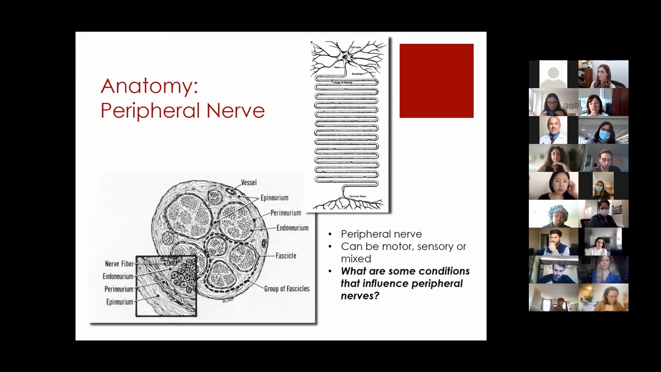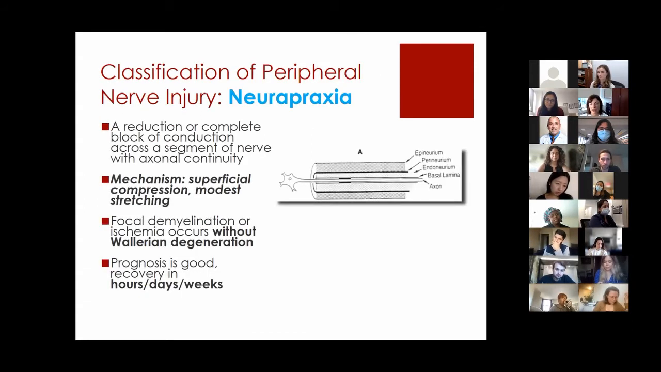And this allows us to understand what the implications are for different types of nerve injury and why some are easier to heal than others. So the outermost layer is the epineurium, the layer in the middle is the perineurium, and the innermost layer is the endoneurium. Looking at different levels of injury, the most superficial level of injury we call neurapraxia.